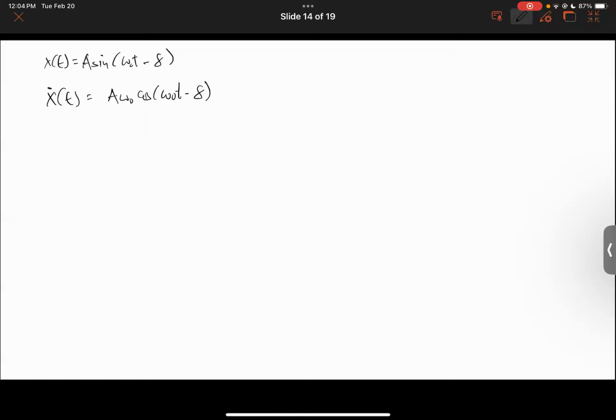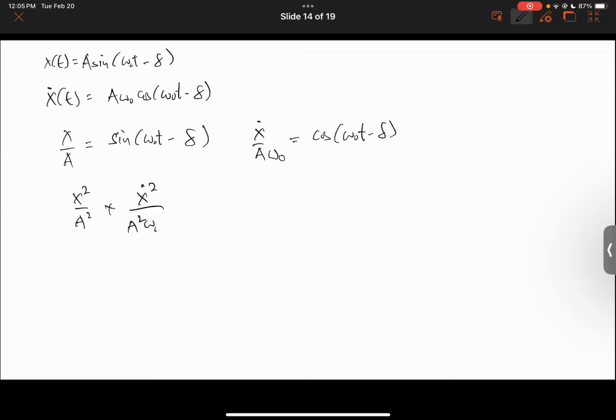So we can write x over a equal to sine(omega naught t minus delta), and x dot over a omega naught equal to cosine(omega naught t minus delta). If we square that and add them together, of course the sine squared plus cosine squared will just be equal to 1. So we have x squared over a squared plus x dot squared over a squared omega naught squared equal to 1.